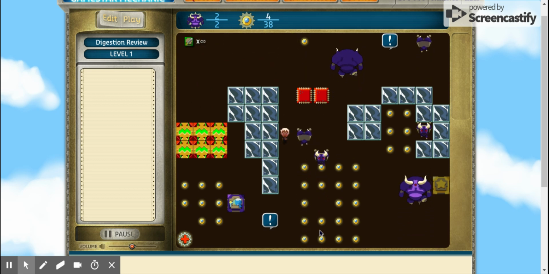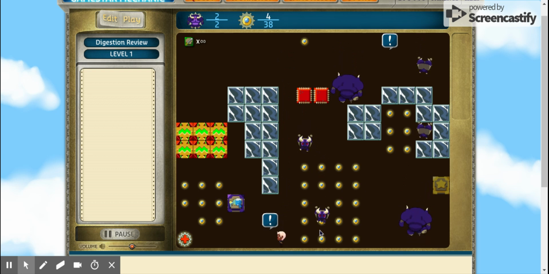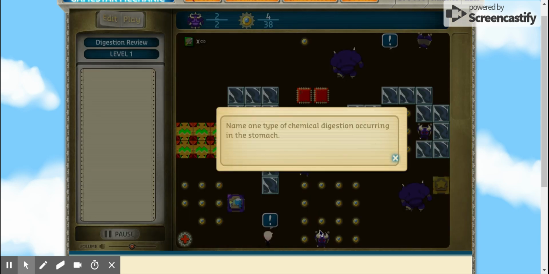So as I walk down my map here, I go to one of my first questions. And as you see here, it says, name one type of chemical digestion occurring in the stomach. Students would be instructed beforehand that on a separate sheet of paper, they'll be answering all questions located throughout the levels.